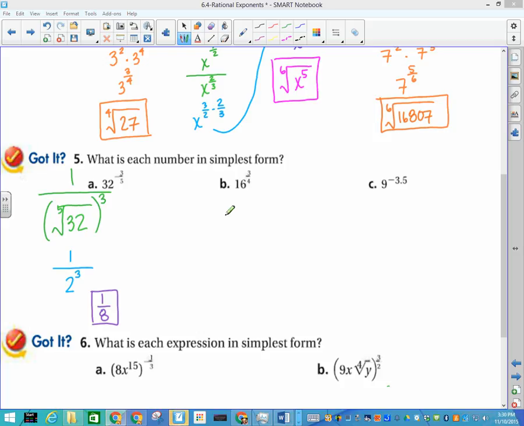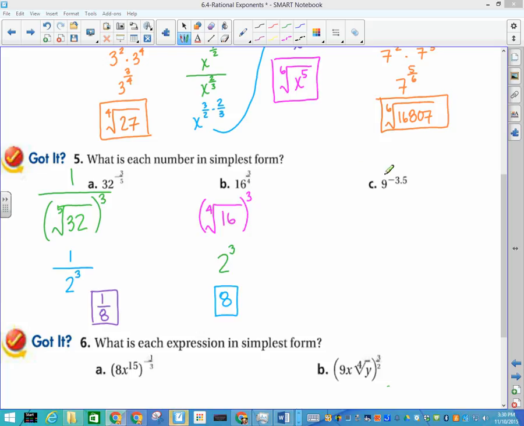16 to the 3/4, okay? It's positive, so I don't have to worry about putting it in the bottom. But I have a radical. This is my index, okay? And I want to take the root before I raise it to a power. So the 4th root of 16 is 2, and 2 to the 3rd, we just found out, is 8. So this answer is 8.